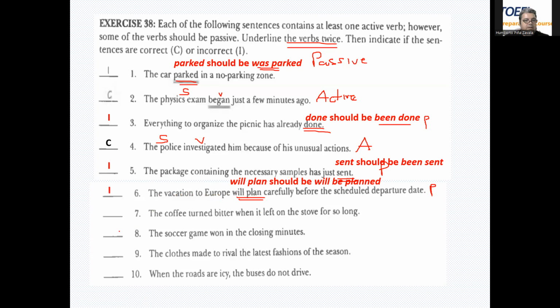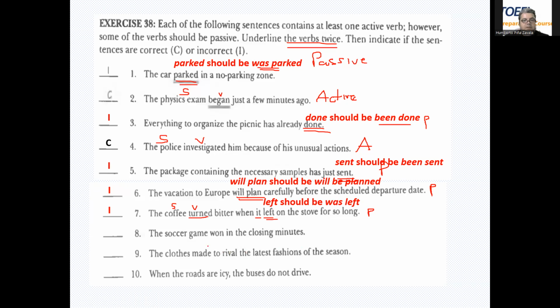So it's incorrect. The coffee turned bitter when it left on the stove for so long. Okay, so this is okay, subject, verb, but it left. The coffee doesn't leave itself on the stove, so this should be passive voice. It was left on the stove by somebody. So it should be was left on the stove.